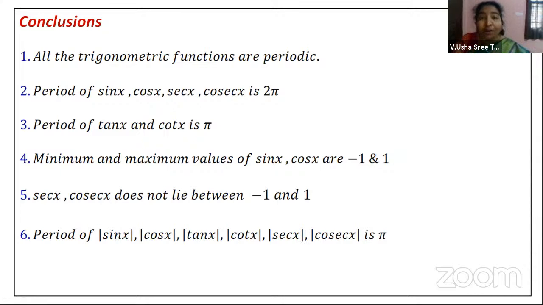That means you will not get a graph on the negative side. Therefore, the period of all the trigonometric functions when you take modulus will be pi. You can try out drawing the graph of these functions with modulus. When you take modulus, children, negative infinity also becomes positive infinity, negative 1 becomes positive 1. So all the values will be above the x-axis in the graph. You will not get anything below the x-axis. Then after drawing that, you can very well observe the period of the functions.